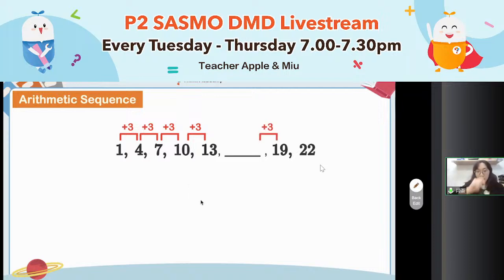But here, Teacher Apple wants to mention that after you figure out the missing number is 16, what should we do? You do remember to check your answer with the next term. So is it 16 plus 3 equals 19? Yes, it is. So here we can confirm our answer is correct. Do remember to double check your answer. And also you can see 19 plus 3 equals 22. I think the first one is super easy for you.